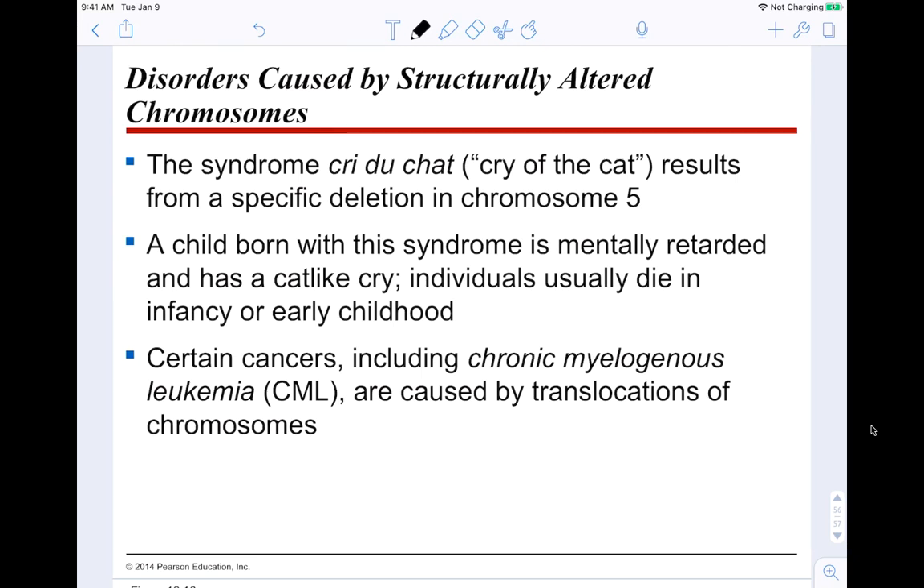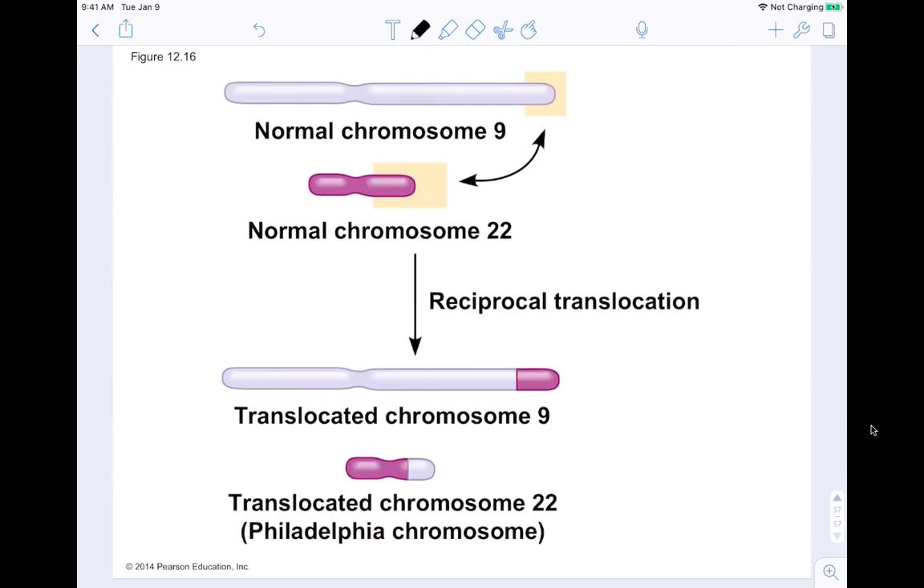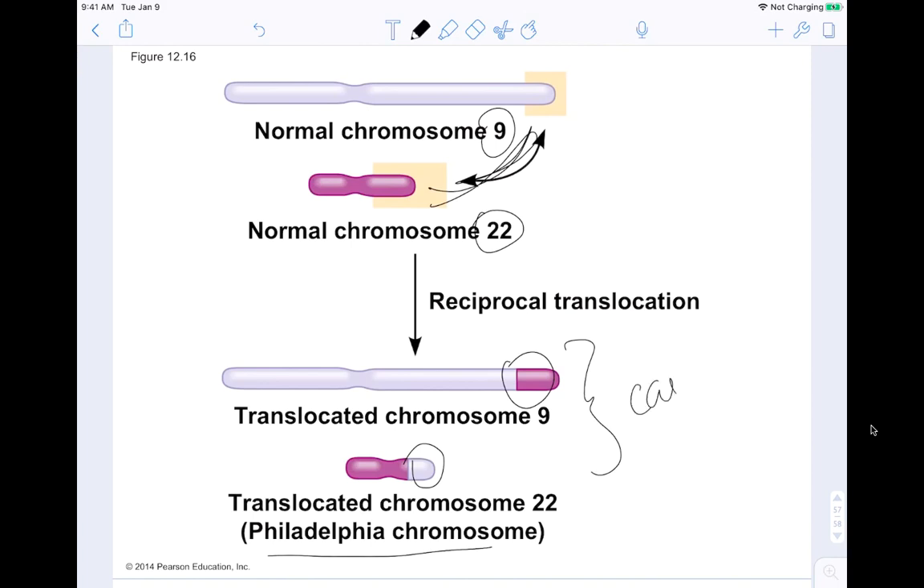And then there are certain cancers, multiple different types of cancers actually, that are caused by translocations of chromosomes. This is an example of a translocation between chromosome 9 and chromosome 21, where they're actually swapping bits of information to have this result. This is actually called the Philadelphia chromosome because this particular translocation causes cancer, and this type of cancer, caused by this reciprocal translocation, was first seen in Philadelphia. So chromosome 22 is sometimes called the Philadelphia chromosome because of that.